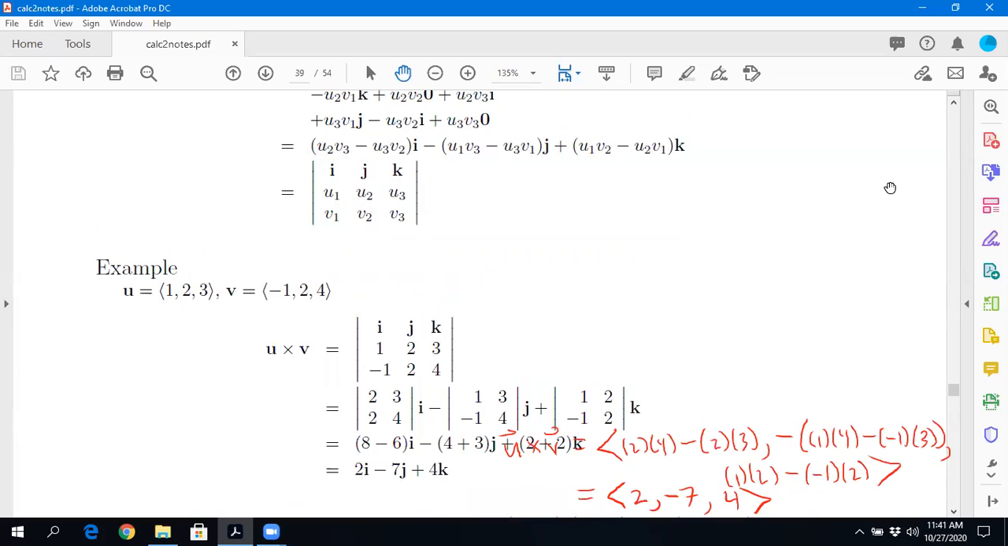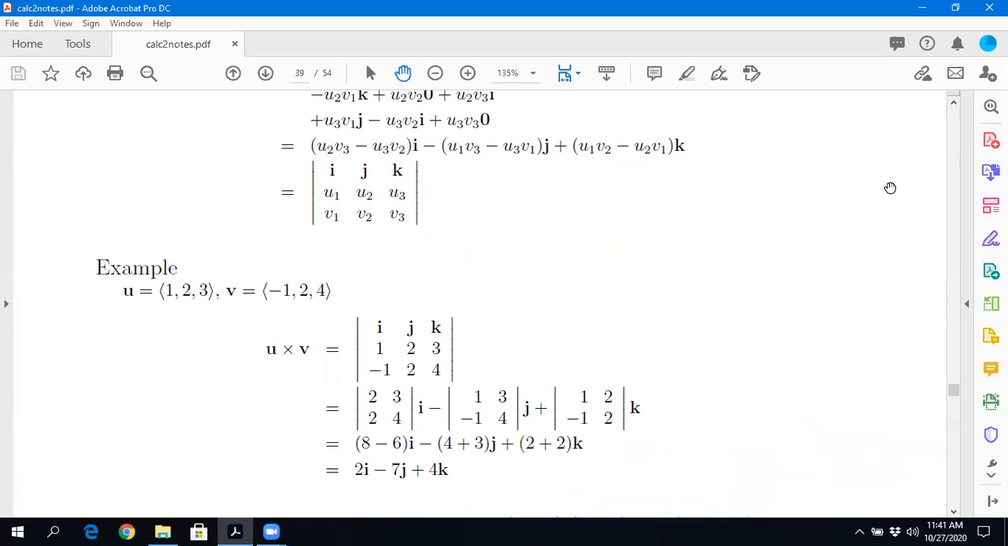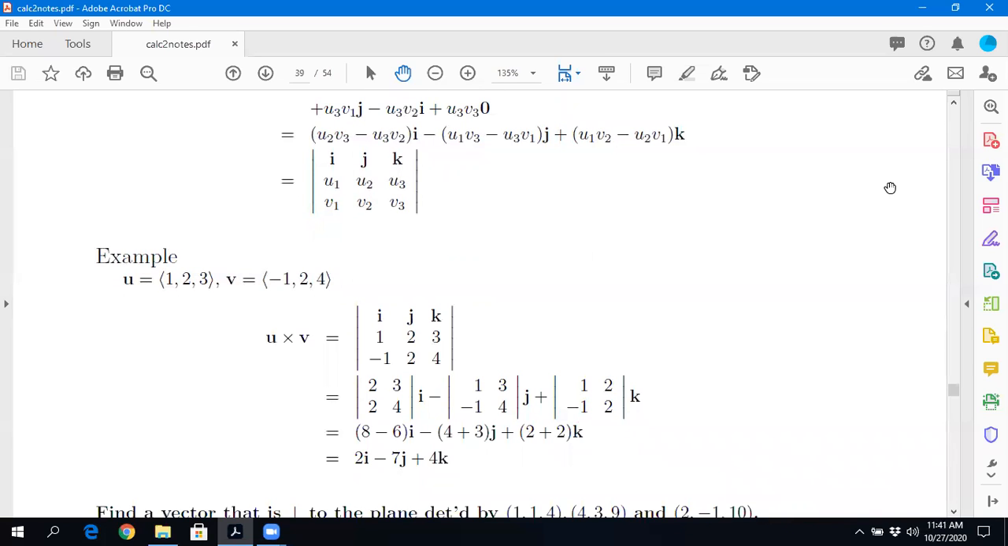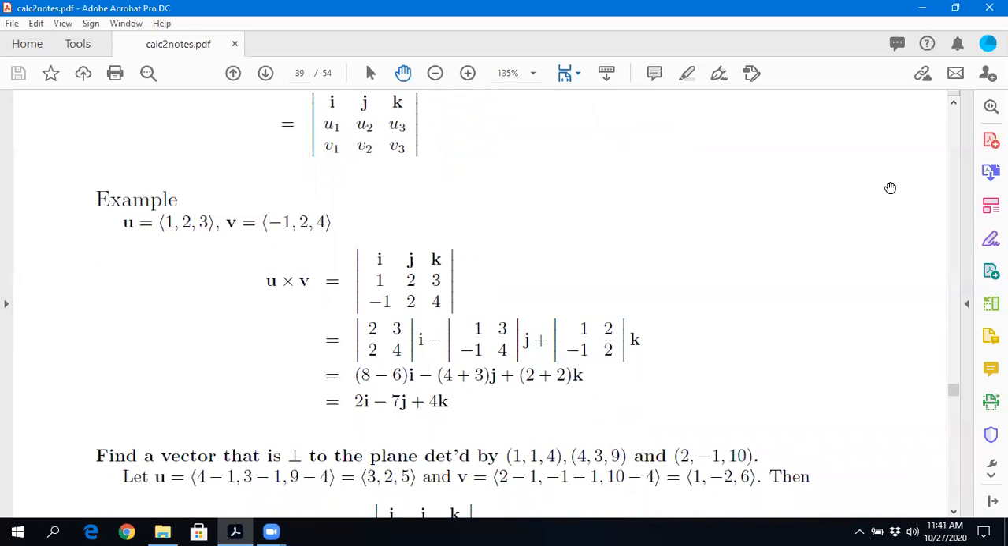Okay. Does that make sense? Hopefully that kind of makes sense, that little computation that we've done there. Any questions? Well, let's do this next little problem right here.